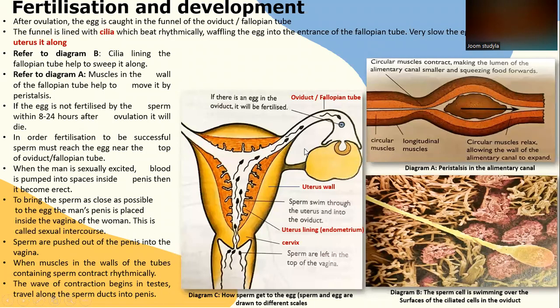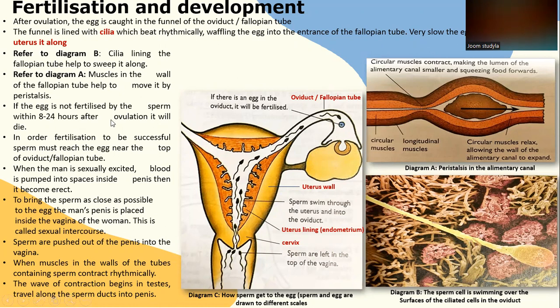Fertilization and development. After ovulation, the egg is caught in the funnel of the oviduct or fallopian tube. The funnel is lined with cilia which beat rhythmically, wafting the egg into the entrance of the fallopian tube. Very slowly, the egg travels along towards the uterus. Refer to diagram B. Cilia lining the fallopian tube help to sweep it along.